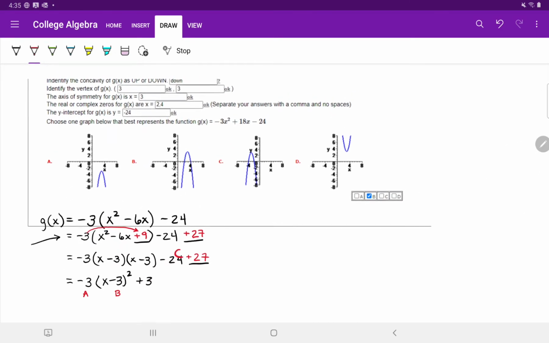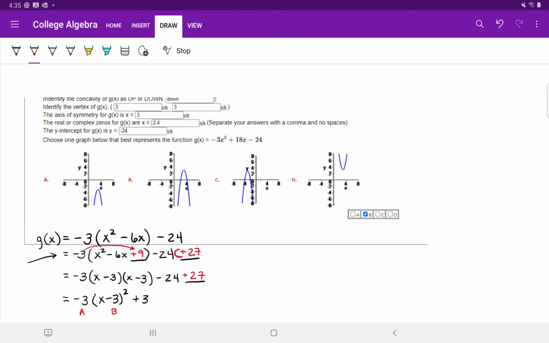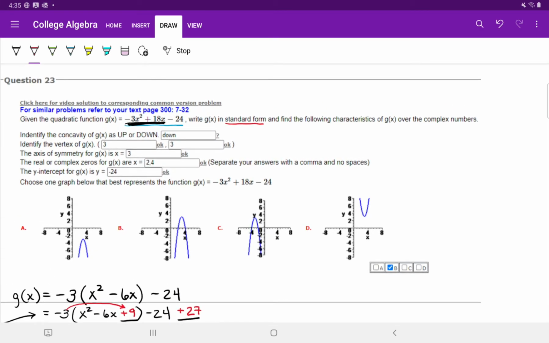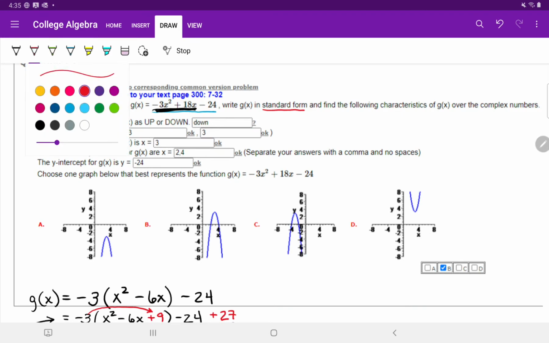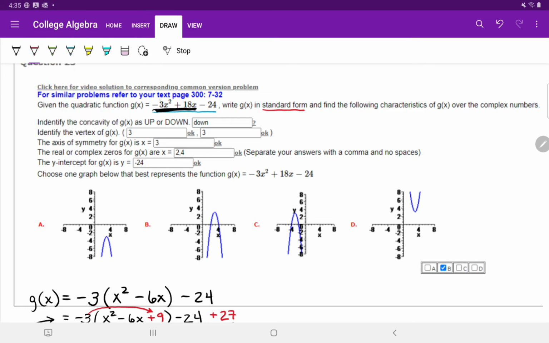The next question asks us to identify the concavity of the parabola. Well, it actually doesn't require standard form to be able to tell the answer to this one. All you have to do is look at your leading term. If it's positive, it's concave up. If it's negative, it's concave down.